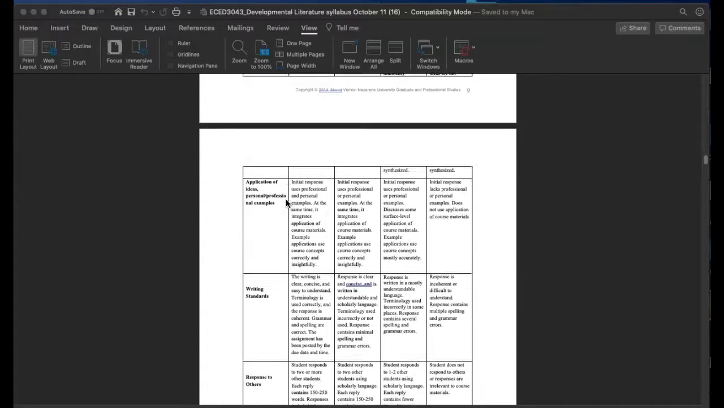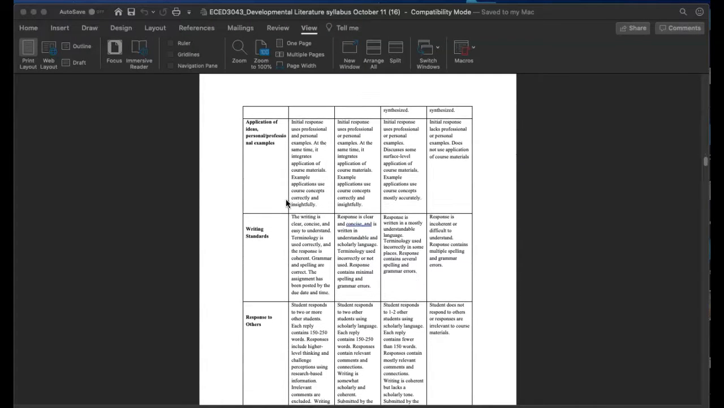Element 2, application of ideas, personal and/or professional examples. Does your initial response use professional and personal examples? At the same time, it integrates application of the course materials. Example applications use course concepts correctly and insightfully.